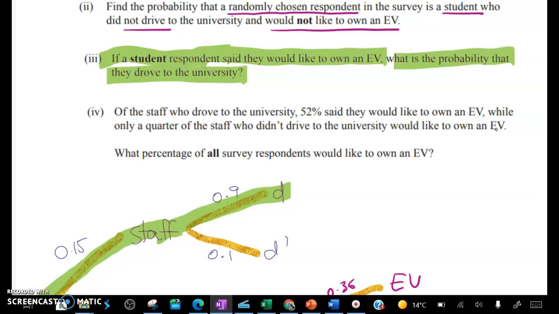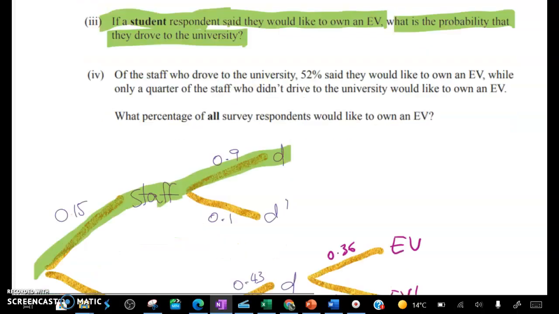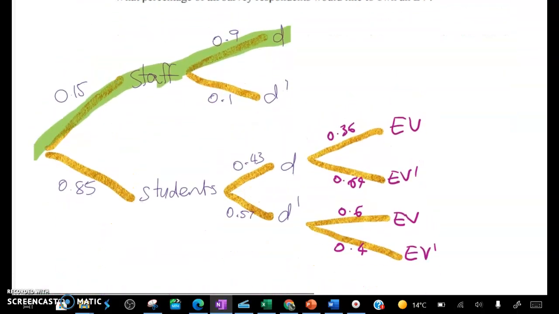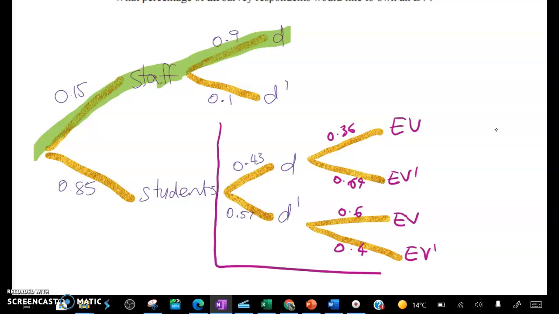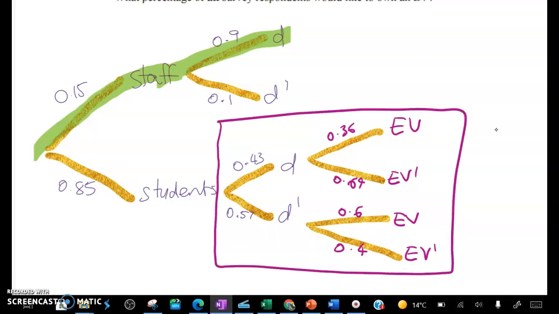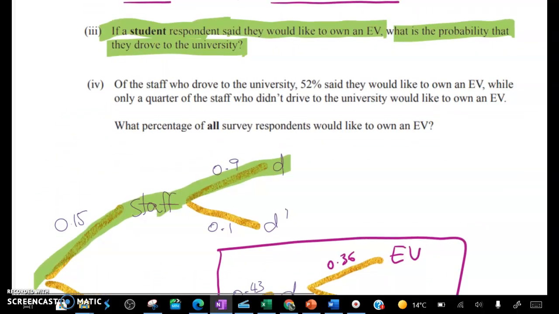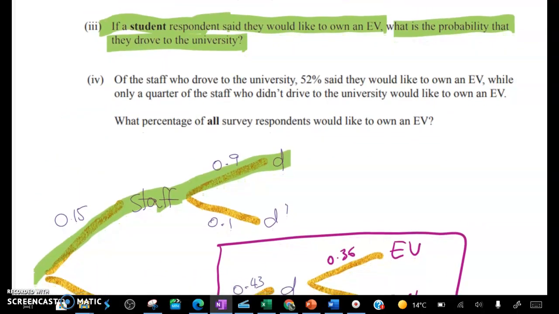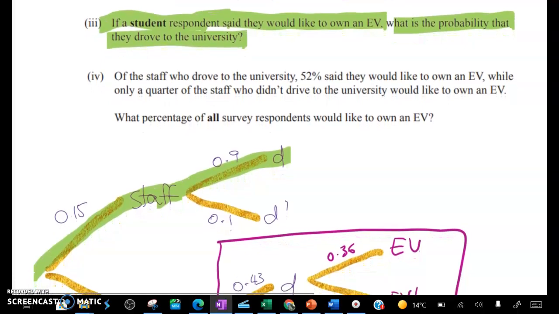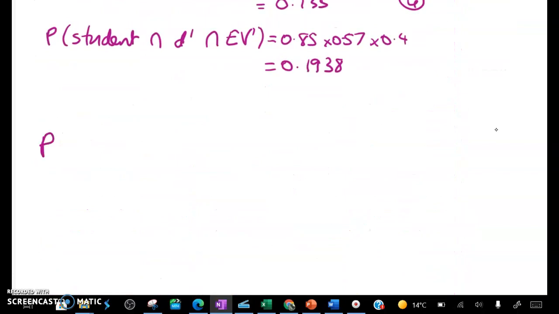So this question is actually not that hard, but the only people we care about here are the students. So the way that I did this is I thought about my tree, and I just don't care about all of the staff bit, right? So I'm sort of thinking of just this part of the tree, right? So out of the students, if they said they wanted to own an EV, what's the probability that they drove to the university? Okay, so let's write that out. So the probability, this is just for the students, right?